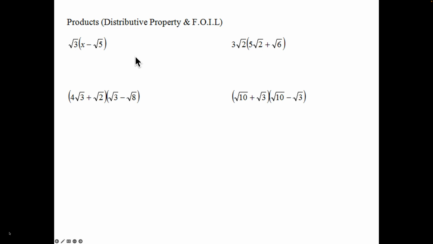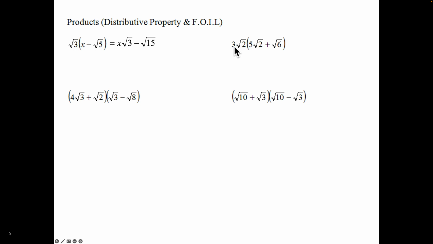All right, multiplying, doing the distributive property and FOILing, and there are some special cases that we want to look at so we can make some special rules. Distributive property, you just take the square root of 3 and multiply it to the x. X is on the outside, so x square root of 3. 3 and 5 are on the inside, multiplying together, minus the square root of 15.